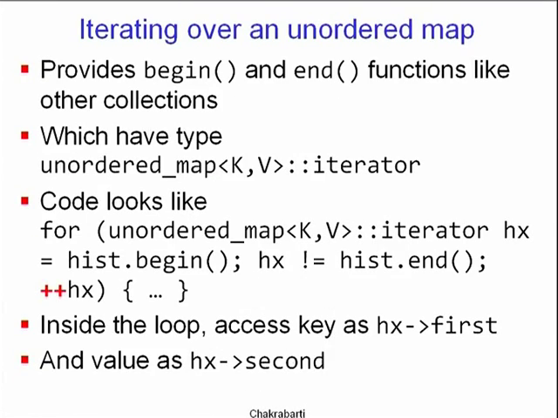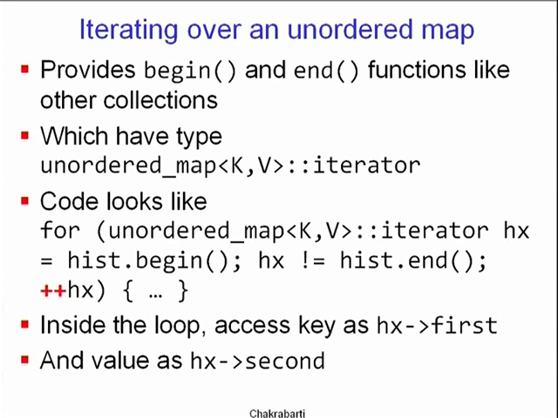But there is still an iterator provided. The iterator looks exactly the same as in vectors. Okay? You start off an iterator exactly the same as in vectors by calling begin. So all these collection types are written to be extremely consistent with each other in terms of what syntax and methods they support. So given an unordered map hist, you can call begin on it and end on it.